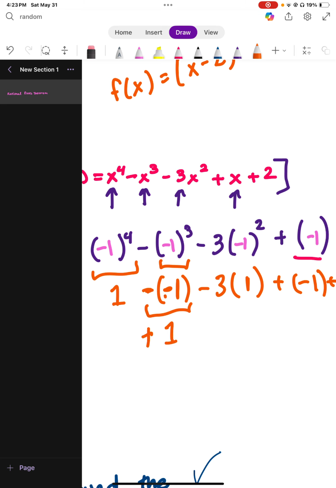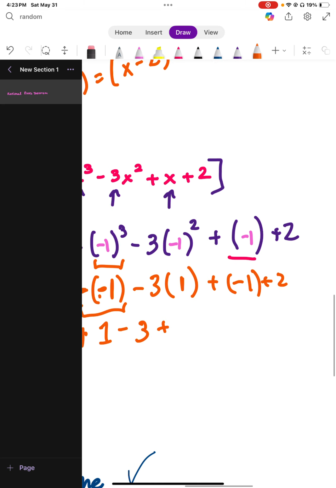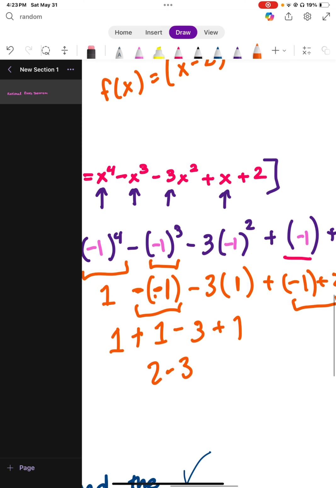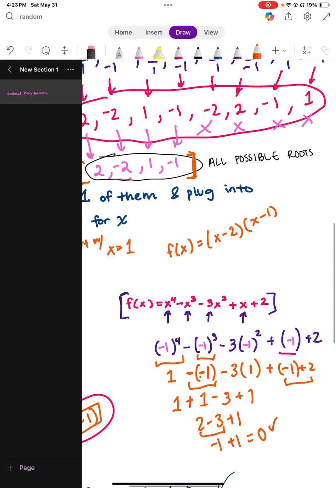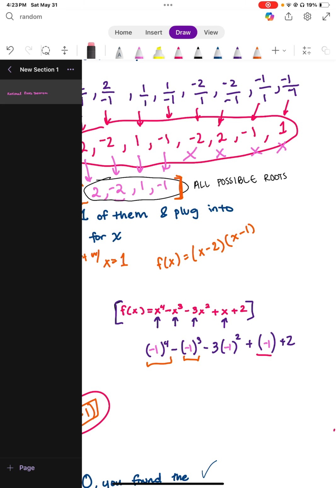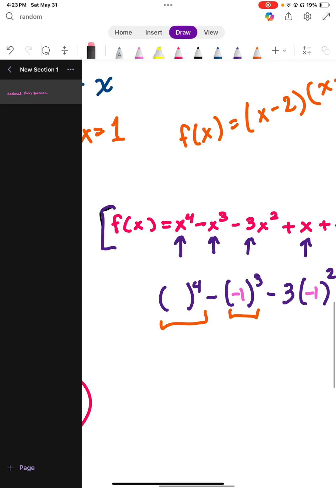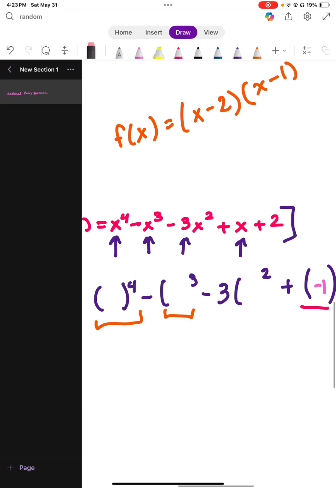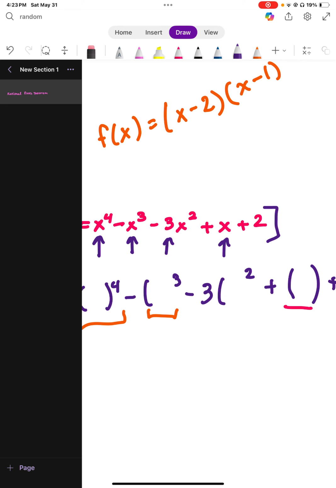So this is going to be a positive 1 minus 3 plus, this is going to be 1. So that's 2 minus 3 plus 1. This is going to also be 0. It looks like that one is also a possible root. These might all be possible, these all might be true roots. Who knows? So just to double check, we can also do negative 2, just to see if they're all possible roots.